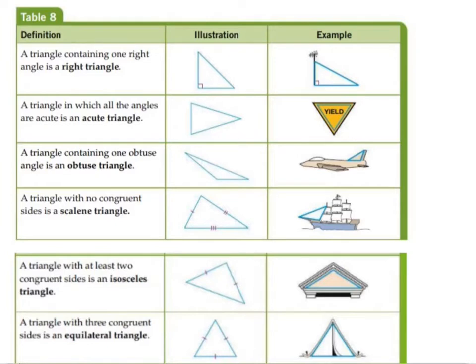So a triangle containing one right angle is a right triangle. So a right triangle has one right angle. An acute triangle, I say that because I'm probably going to move over this too fast to write it all down, but you have it. An acute triangle just means all the angles are less than 90. Remember, acute angles are less than 90? An obtuse triangle, remember obtuse means more than 90. So that means it has an angle that's bigger than a right angle, bigger than 90.